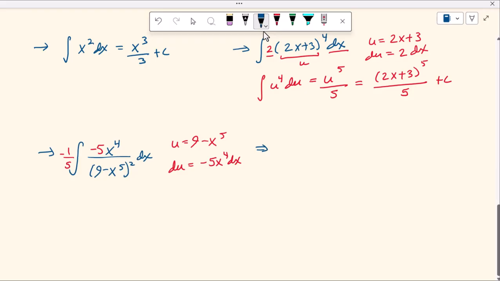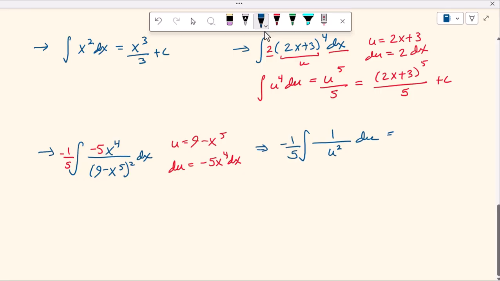And then I go ahead and rewrite. So I have the negative 1/5 on the outside. Now, what ends up happening here, all of this becomes my du. That's why it's called u substitution. We use it all the time. So all of that just became my du. Now in the denominator, what I have here, 9 minus x to the fifth, is my u, so this would be 1 over u squared.